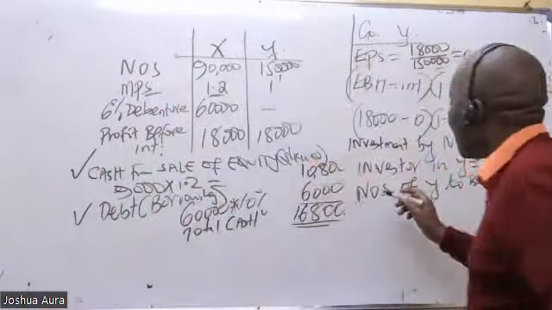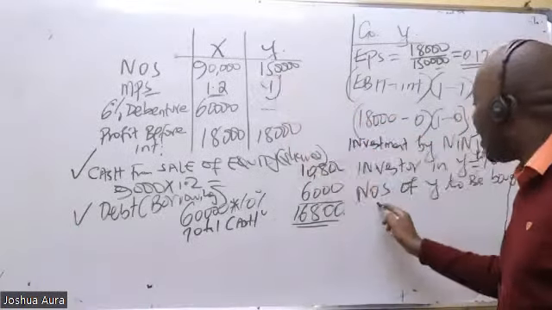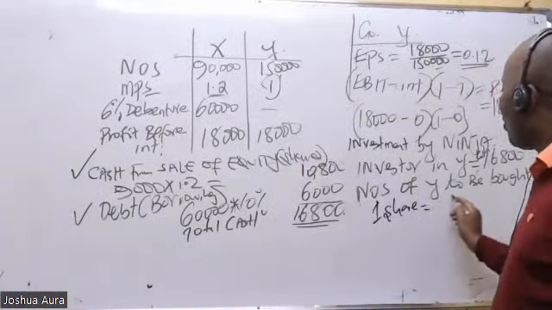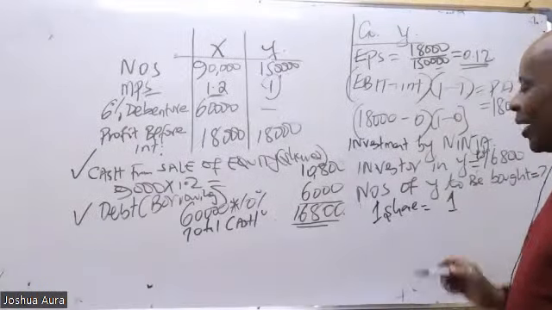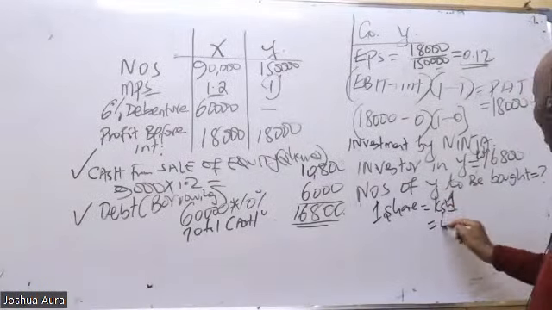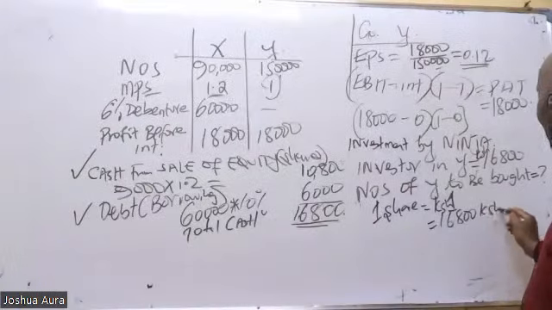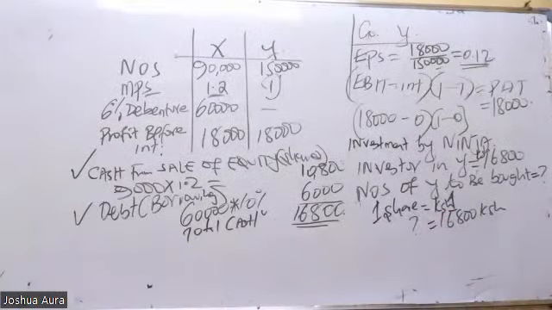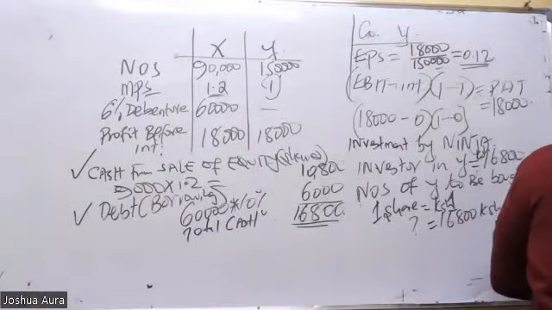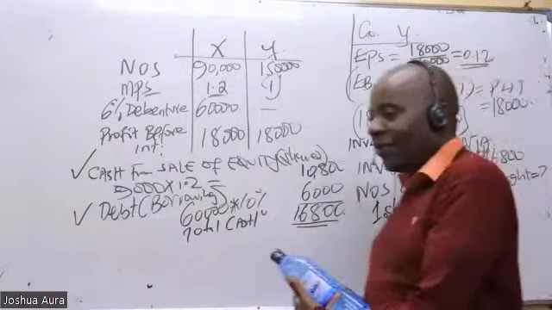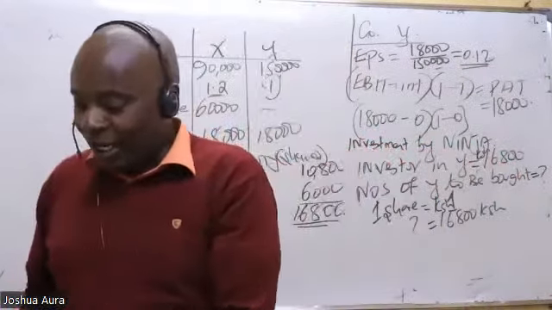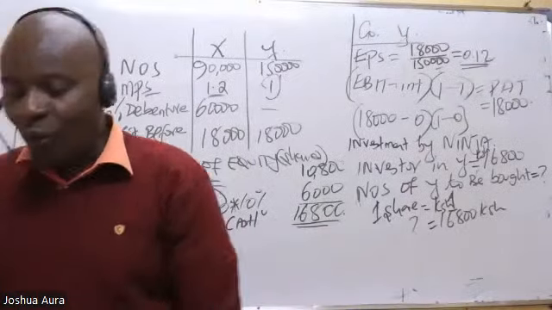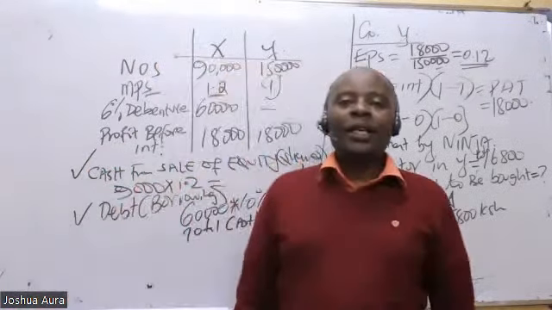Remember that one share in Y equals 1 Kenya shilling. How about 16,800 Kenya shillings? When you cross multiply, you can see it is 16,800 shares. So this ninja will get 16,800 shares in company Y.